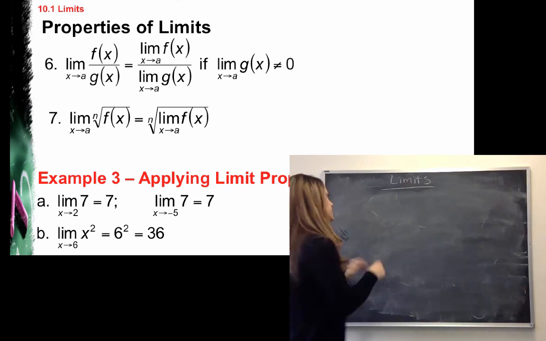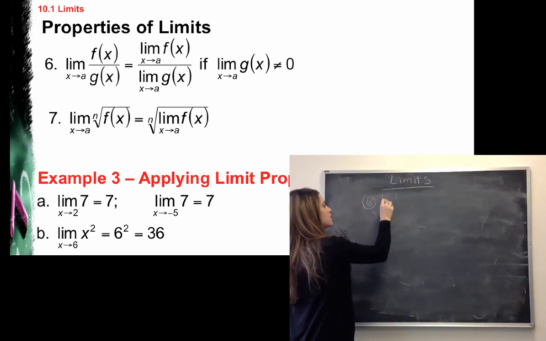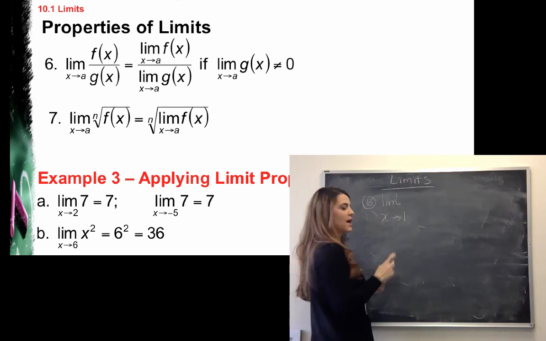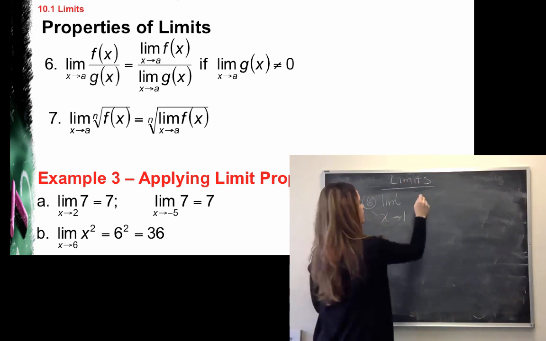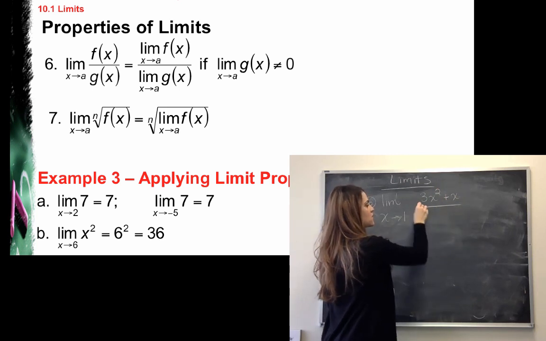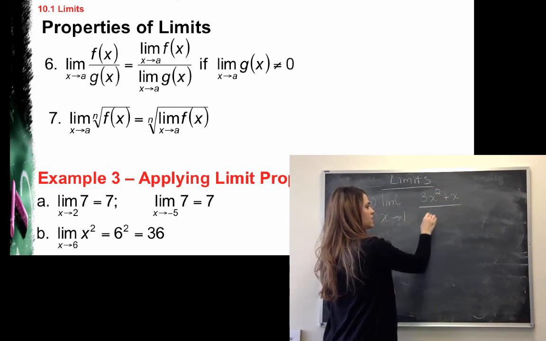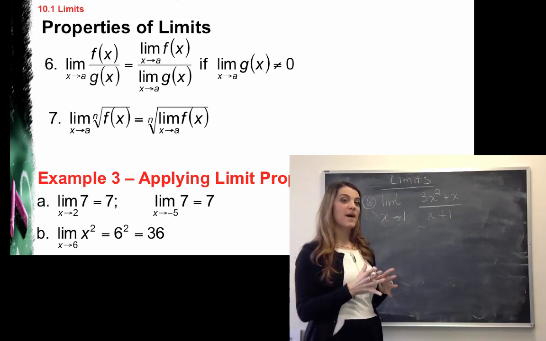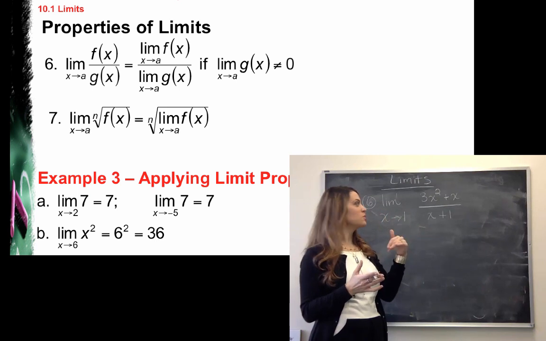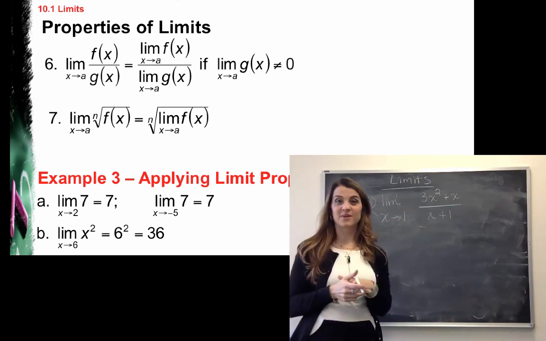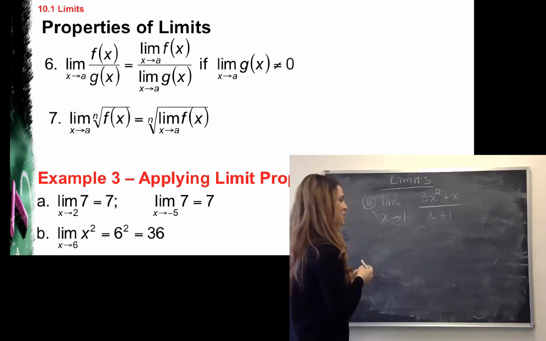So an example for number 6. So you had the limit as x approaches 1. And we can combine a few pieces here. Let's say we did 3x squared plus x all over x plus 1. So in essence here, we're going to combine properties 1, 2, 3, and 4, and 5 in this one example, and 6, because that's the one we're looking at.